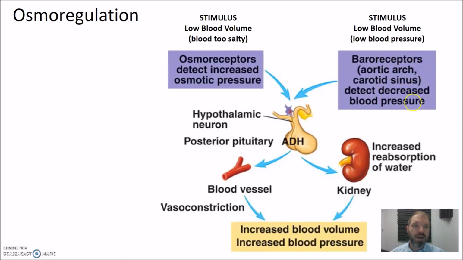And that's picked up by baroreceptors. A baroreceptor is something that recognizes pressure, like a barometer in weather prediction. So a baroreceptor will pick up decreased blood pressure. Either way, the hypothalamus gets this signal, and then will signal further for the release of ADH from the pituitary. ADH stands for Antidiuretic Hormone.